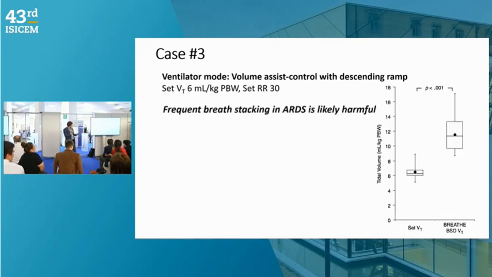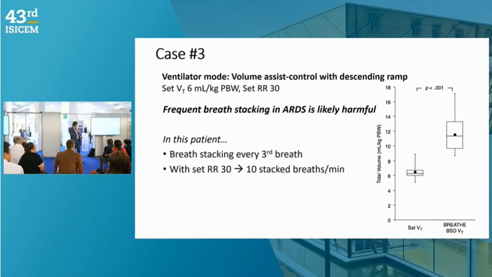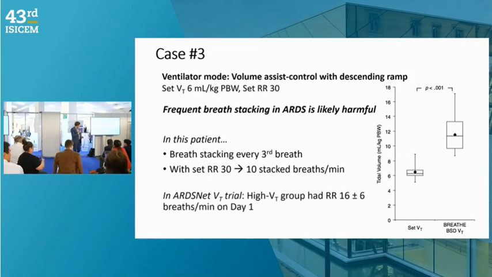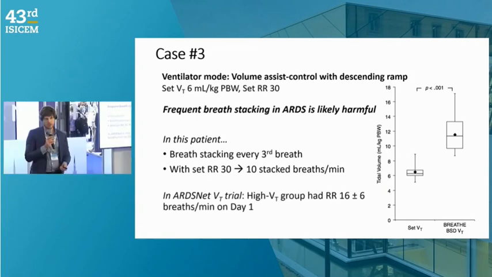So we and others have shown that when you have this phenomenon, you get quite high tidal volumes. If the patient's on 6 cc per kilo tidal volume with breath stacking, they get 6 plus 6. So they're actually getting a 12 cc per kilo breath. And so with this patient, they were set at 6 cc per kilo and had a set rate of 30. They had breath stacking every 3rd breath. So that means 10 times a minute, they were getting a 12 cc per kilo tidal volume, give or take. And that's pretty darn close to what you saw in the control arm of the ARDSNet ARMA trial.